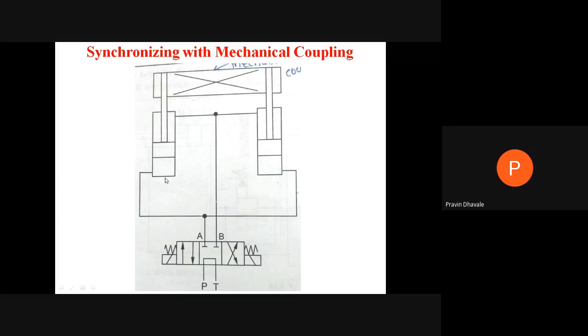Now, when we are passing this fluid to the piston head side, irrespective of the load, these two pistons are moving simultaneously in upward direction or extension stroke.